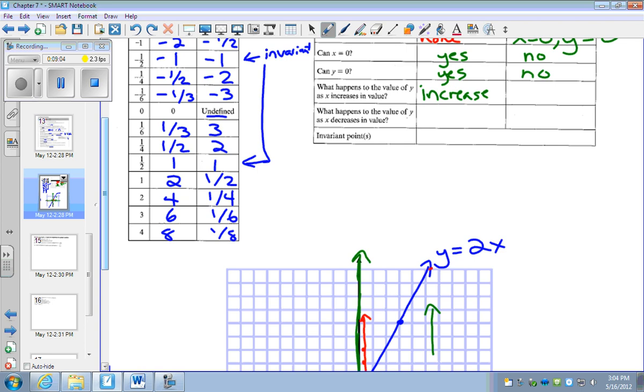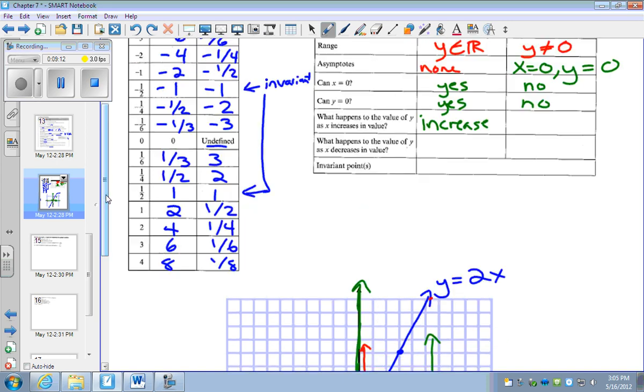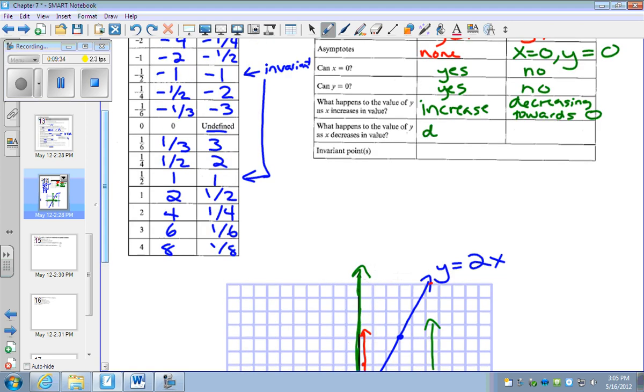Okay? But in my red, as I get more and more x, my y is actually slowly getting closer and closer to 0, or it is decreasing towards 0. It's getting as close as it can to 0. Okay? As x decreases in value in my original graph, my y decreases. However, in my red graph, it actually increases towards 0.